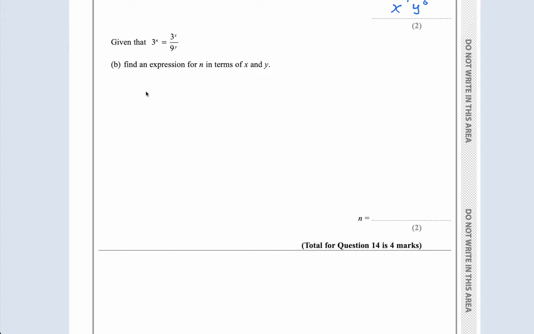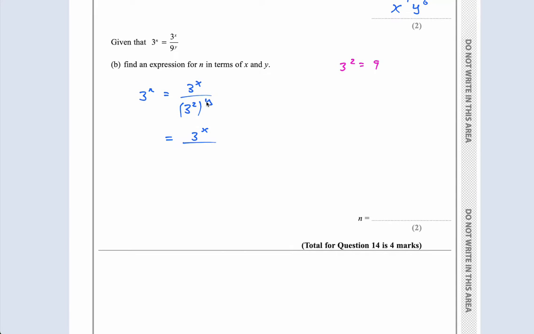So what I'm going to say is 3 to the power of n is equal to 3 to the power of x over, now I'm just going to do one little thing, guys. I'm going to change 9 into 3 squared. We know 3 squared equals 9. So I haven't done anything except turn 9 into 3 squared, so it's 3 squared to the power of y. Everyone should be fine with that. Then 3 to the x stays the same.